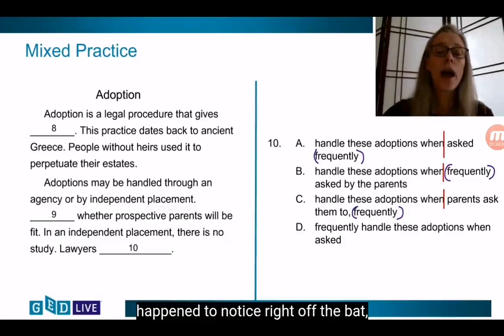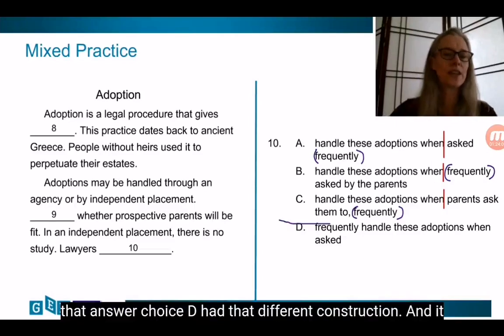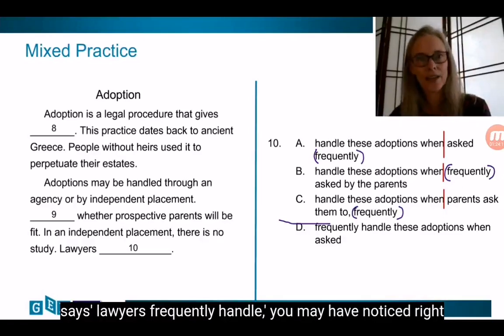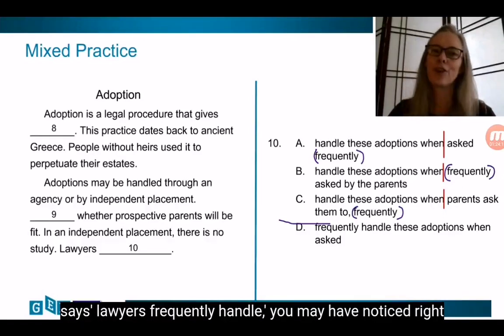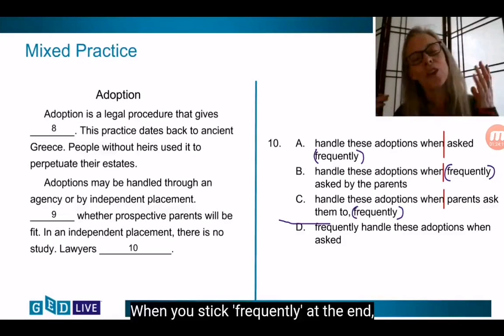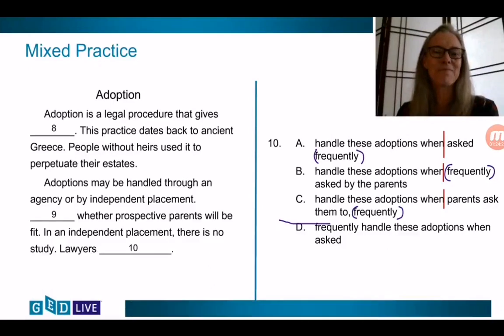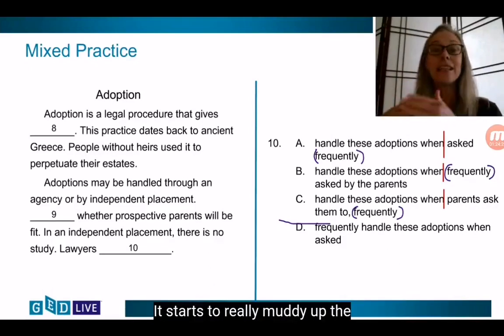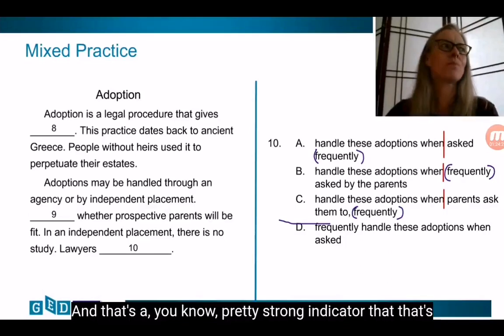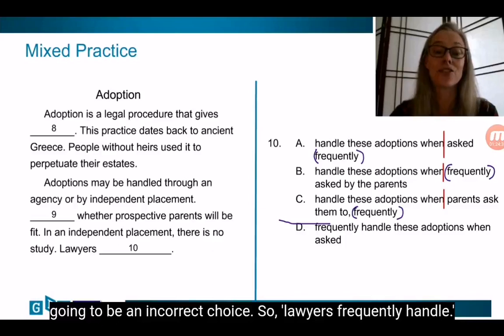And if you happen to notice right off the bat that answer choice D had that different construction, and it says lawyers frequently handle, you may have noticed right away that that's the only choice that makes sense. When you stick frequently at the end, it starts to really muddy up the modification that's going on here, and that's a pretty strong indicator that that's going to be an incorrect choice.